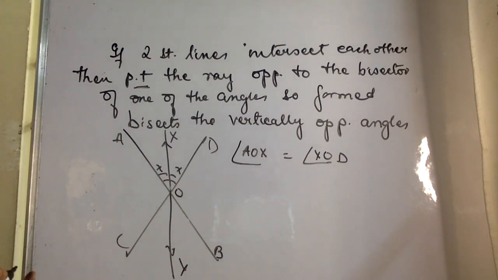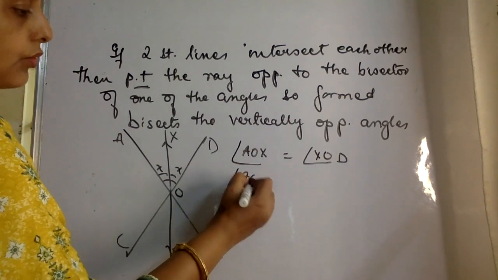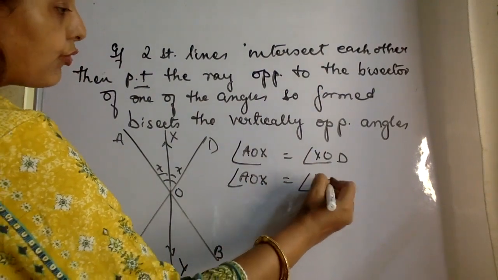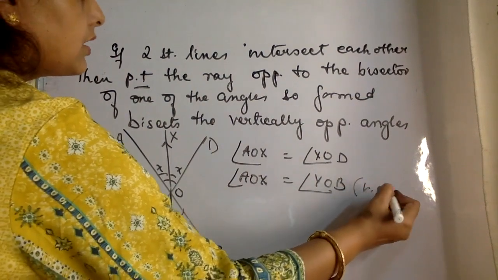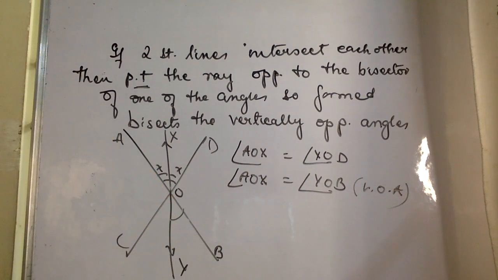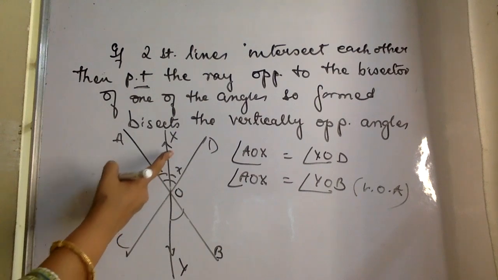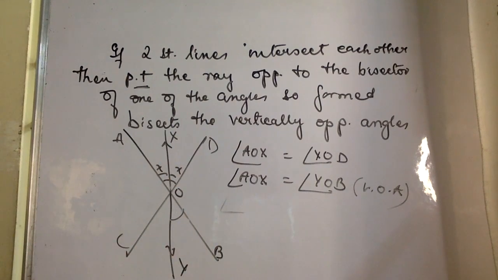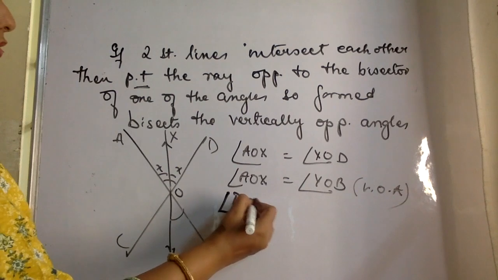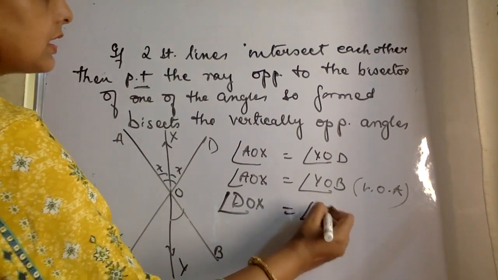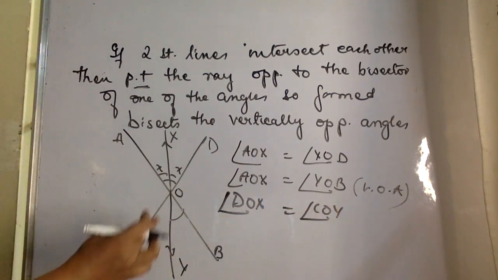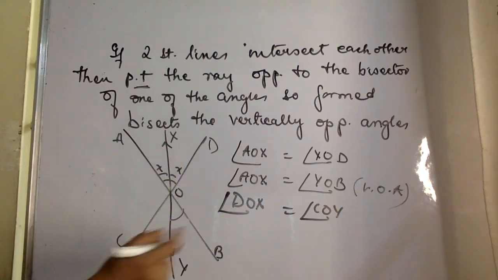Then AOX is also equal to YOB. Now which is YOB? This. Why? Because of VOA, right? Vertically opposite angles. Okay. Now let me take up another one, which is angle DOX. Where is angle DOX? Yes, this one. So angle DOX is equal to angle COY. Why is angle DOX, this one, equal to this? Again VOA, right?